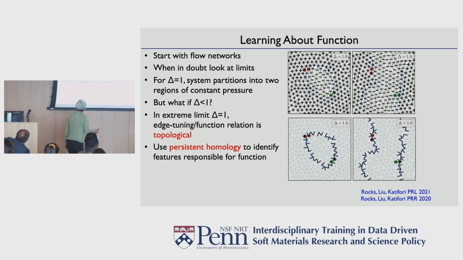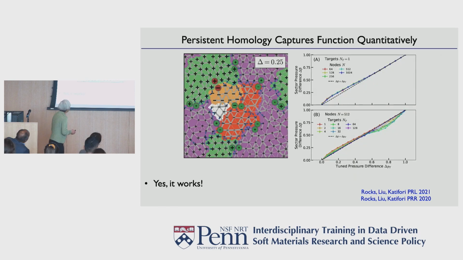If it's topological, that suggests using topological data analysis, so we looked at persistent homology. I'm not going to go through it, but just to show you that persistent homology gives you sectors. In the extreme case the node pressures are completely uniform, but in this case they're not quite uniform. There's some variation in the size of these pluses within a sector or the size of the minuses.